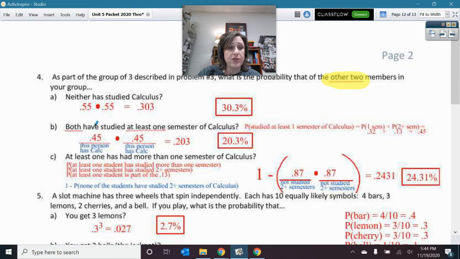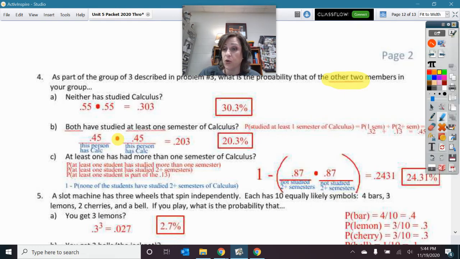All right. Both studied at least 1. So that means 1 plus 2 or more. So probability that they studied at least 1 semester of calculus. So that's a probability of 1 semester and 2 plus. So that's that 45% of people who have had some calculus. Okay. And then they say they want both people to have had at least some calculus. So this person has some calculus and this person has some calculus. And that's how you get that total of 0.203 or 20.3%.